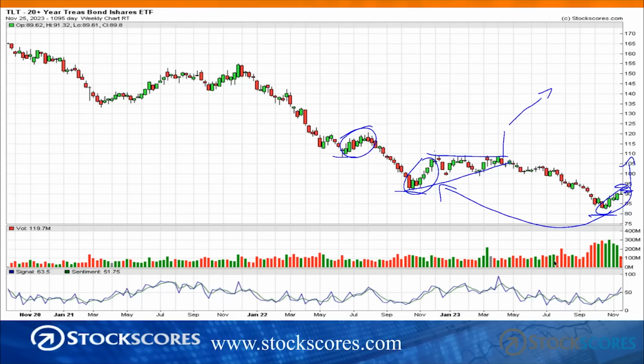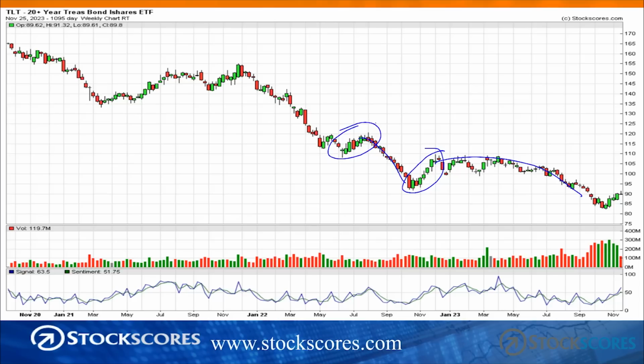Now, the reason I bring this up this week is because unlike back here when you had this little rise, let's draw that again. Back here you had this little rise, back here you had this little rise, and then you had a fall and a fall. But the difference now is look at the volume.